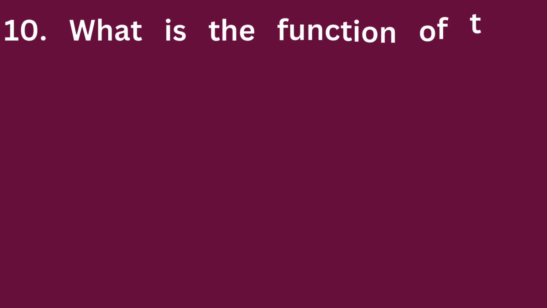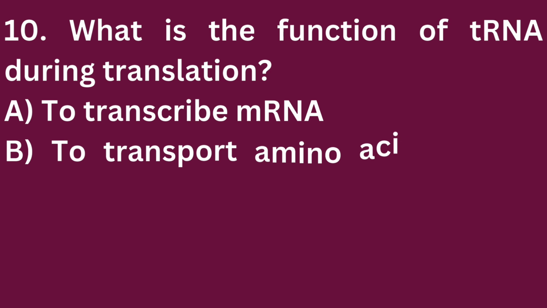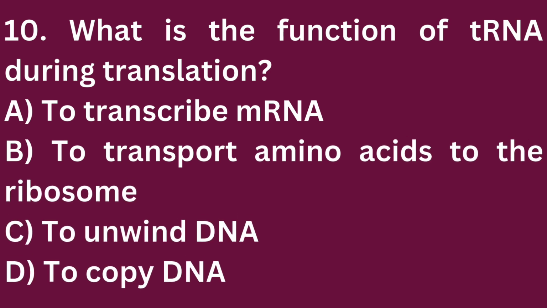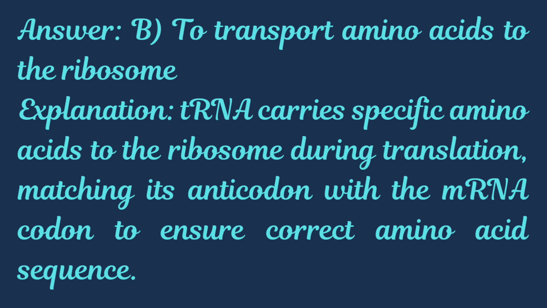10. What is the function of tRNA during translation? A. To transcribe mRNA. B. To transport amino acids to the ribosome. C. To unwind DNA. D. To copy DNA. Answer B. To transport amino acids to the ribosome. Explanation: tRNA carries specific amino acids to the ribosome during translation, matching its anticodon with the mRNA codon to ensure correct amino acid sequence.